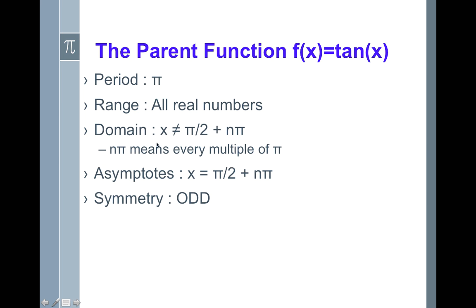The reason is that at each of those values, there's an asymptote for tangent. If you think about it, the tangent of pi halves on your circle is y over x, and the x coordinate is 0. So everywhere there's an x coordinate of 0, tangent becomes undefined, and undefined on a graph means asymptotes. And lastly, the symmetry for tangent is odd.